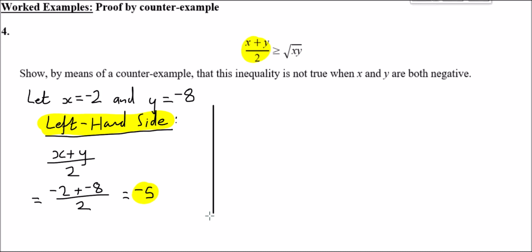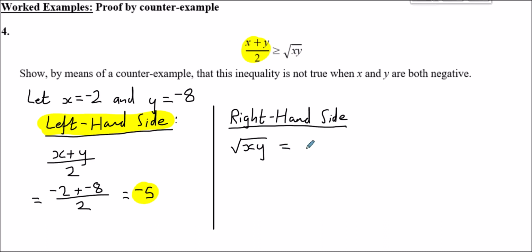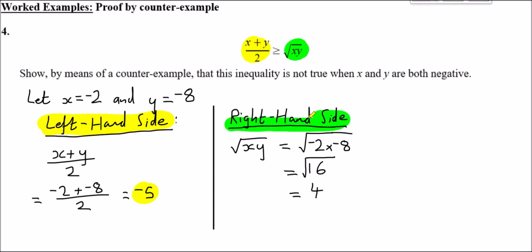Let's now compare and contrast this with the right-hand side, which is this root xy. So root xy would be the square root of minus 2 multiplied by minus 8. Minus 2 times minus 8 is 16, and the square root of 16 is 4. So if we picked our x and y as minus 2 and minus 8, we get that root xy is 4.